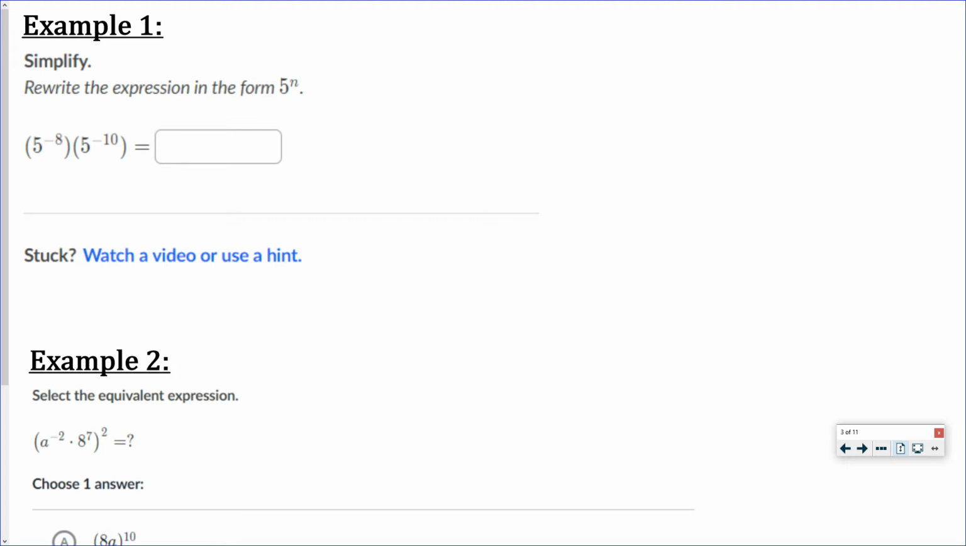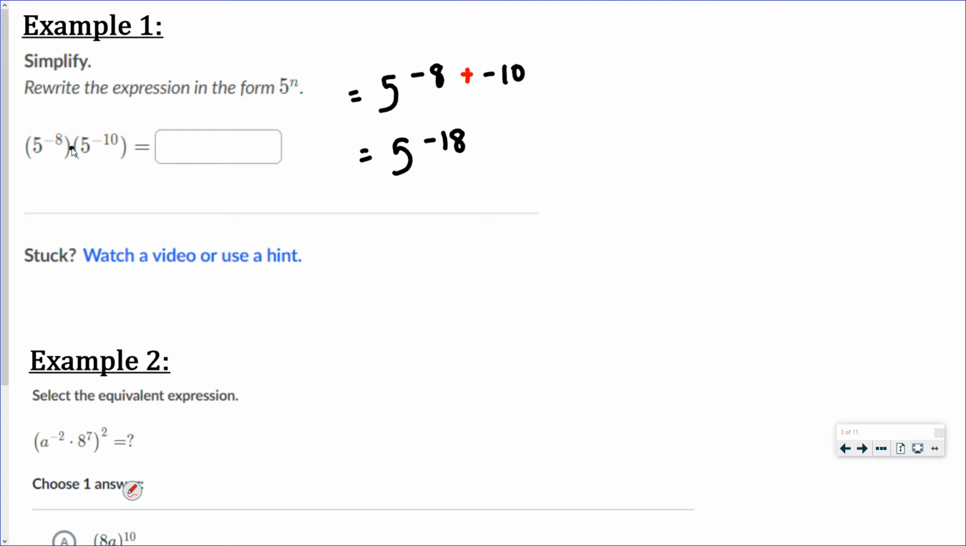All right, so I see this. I have the same base, 5 to the power of -8 times 5 to the -10. Since I'm multiplying those with the two same bases, what operation would I do with the powers? Add them. Yep, add. You need to shout out. Add them. Okay, that gives me 5 to the -18th, because -8 plus -10 is -18.